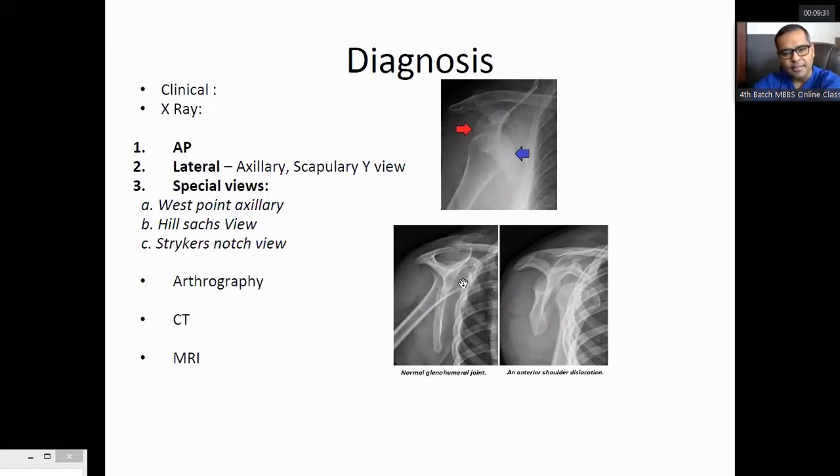This is the normal X-ray, and here we can see the humeral head is just below the coracoid, lying anterior. So this is the anterior dislocation. In posterior dislocation, we can see the humeral head in this area.